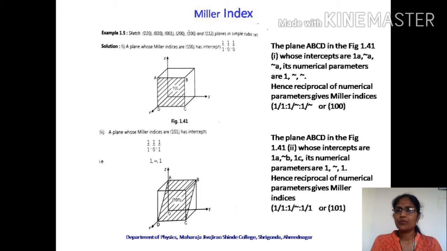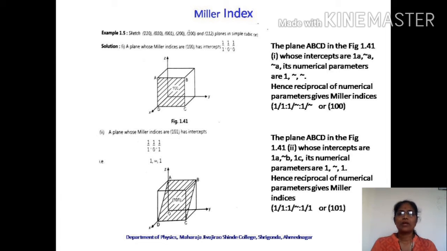It means that we have to draw a plane which will intercept the x-axis at 1, the y-axis at infinity and the z-axis at infinity. So the present plane ABCD fulfills this requirement. Hence the plane that we have to draw with index 100 is as shown in figure.